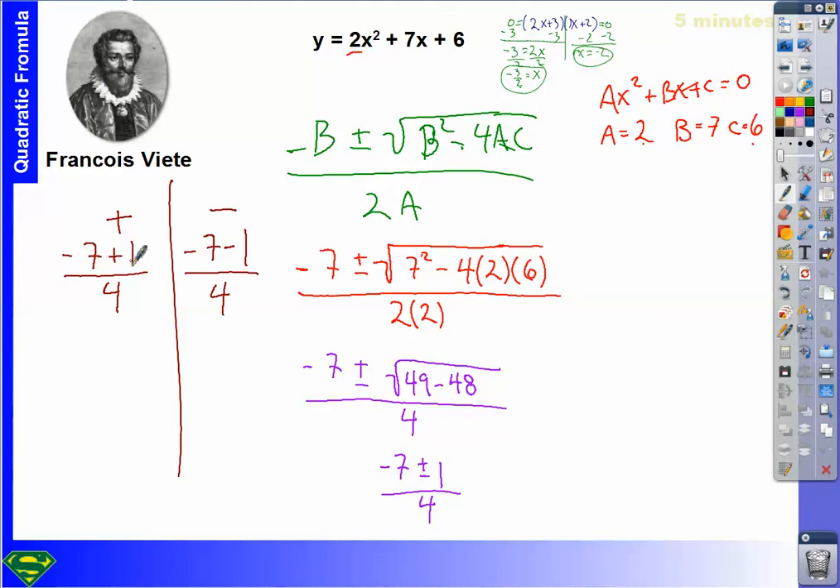All right, so we have negative 7 minus, we're using that, negative 1 over 4. Negative 7 plus 1. What is negative 7 plus 1? Negative 6. So we have negative 6 over 4. Can this be reduced at all? Yes, it's negative 3 over 2. So there's one of my solutions.